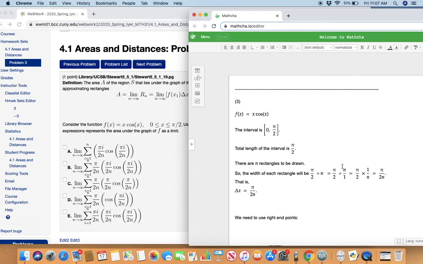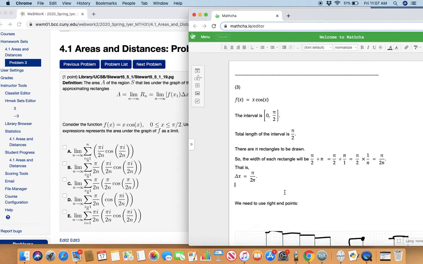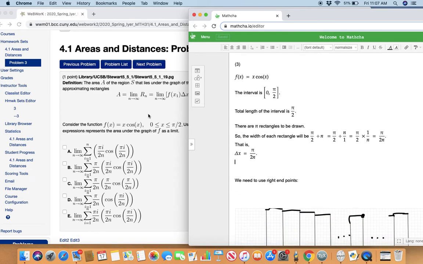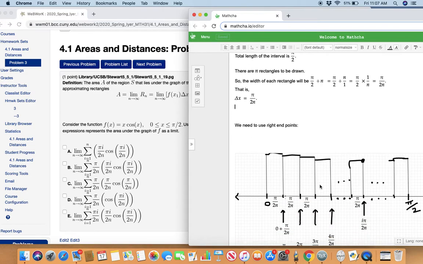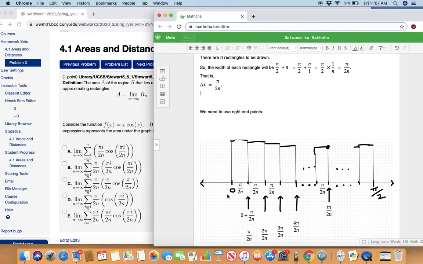Division by n, well, think of it as a fraction, n over 1. Then you see division is nothing but multiplication by the reciprocal, 1 over n. So I get pi over 2n. That is, the width of each rectangle is pi over 2n. Now, we are told Rn, so we need to use the right endpoints. So here is a picture, right? You go from 0 to pi over 2. You want to draw n rectangles. We know that the width of each rectangle is going to be pi over 2n, pi over 2n, pi over 2n, and so on.